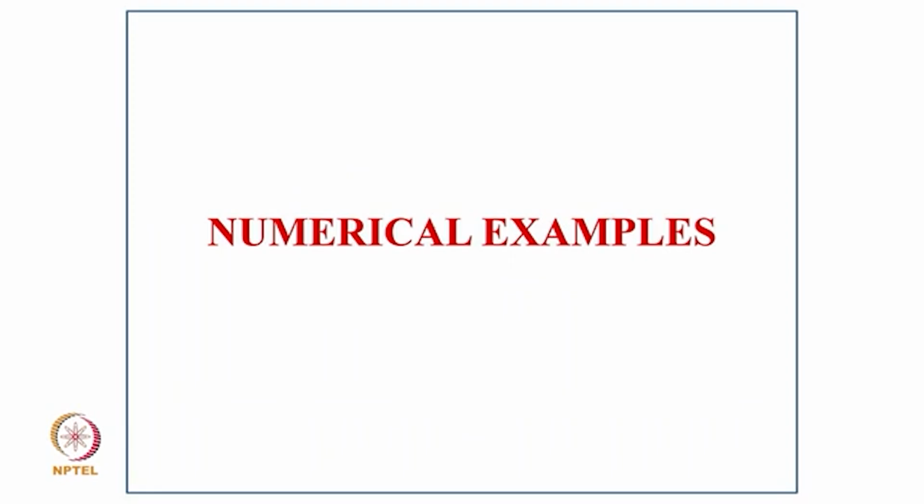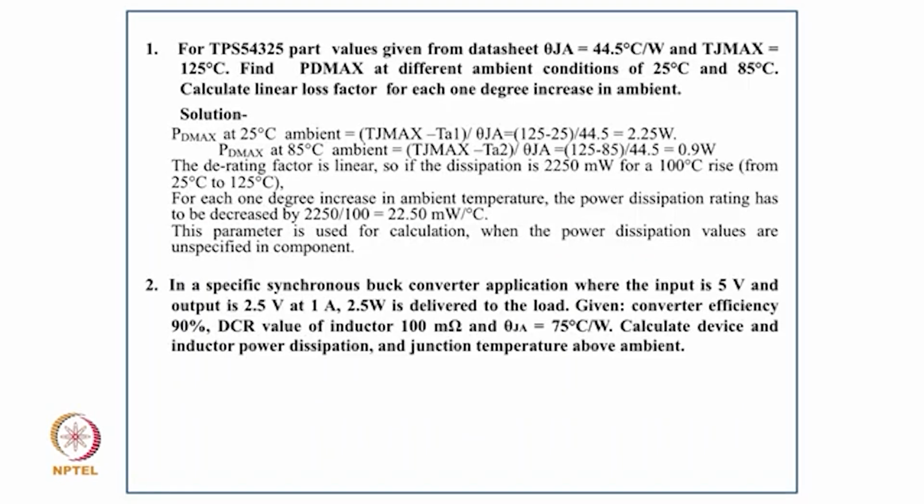These are about DSP. Now coming to numerical examples. For TPS54325, part values given in the data sheet: theta JA 44.5 degrees Celsius per watt and TJ max 125 degrees Celsius. Find PD max at different ambient conditions of 25 degrees Celsius and 85 degrees. Calculate the linear loss factor for each degree increase in ambient. So PD max at 25 ambient is given by (125 minus 25)/44.5, so it comes to 2.25 watt, and PD max at 85 ambient it comes around 0.9 watt.